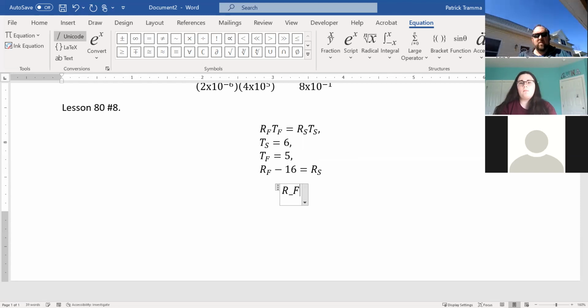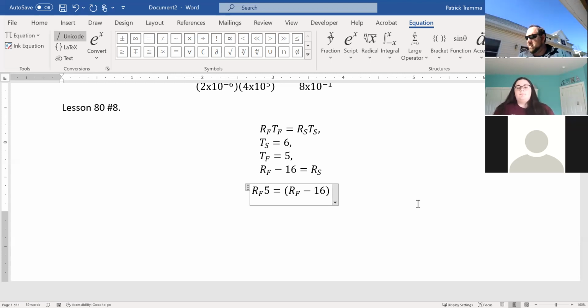So we have R sub F times, what's T sub F? 5. Good. And that equals R sub S, which is what? It's R sub F minus 16, right? That's what R sub S equals. And then T sub S is 6. Okay, you guys see how I plugged in to get that equation? There you go. So now let's just solve that thing for R sub F.